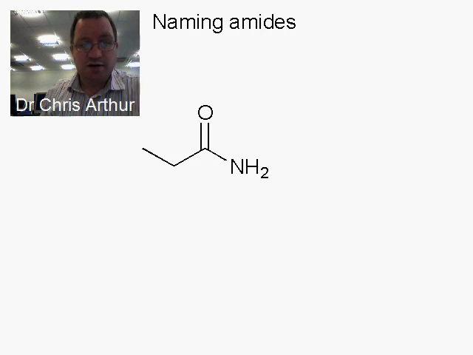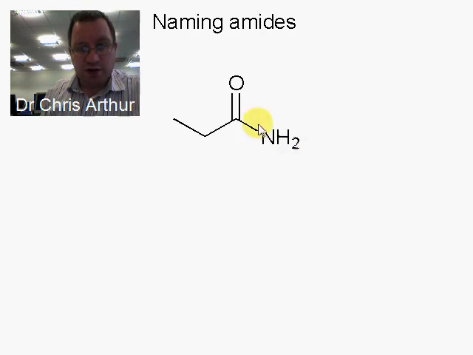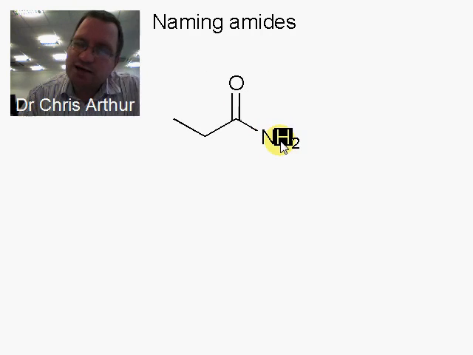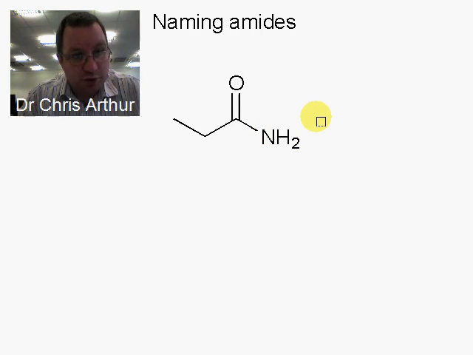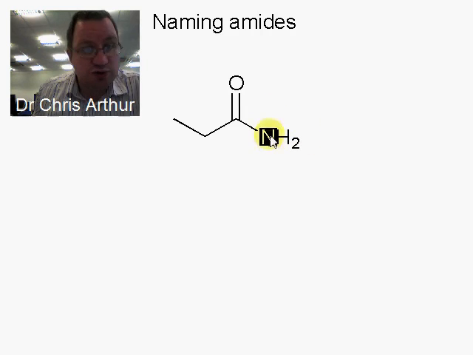You have a primary amide where the nitrogen is just attached to two hydrogens. You have a secondary amide when the nitrogen is attached to one carbon, sorry, one carbon and then a chain. And you have a tertiary amide if this nitrogen is then attached to two alkyl groups, so two carbon chains. Okay, and we'll get to naming each of these in a moment.